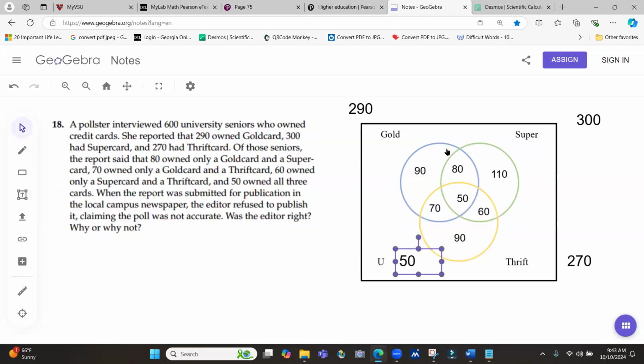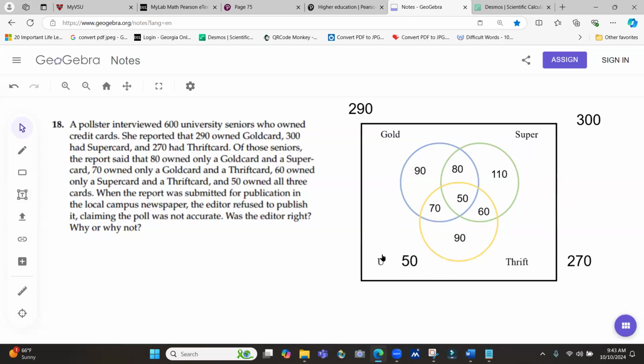Now that I have everything here, I can answer some of the questions. When the report was submitted for publication, the editor refused to publish it, claiming the poll was not good. Was the editor right? Why or why not? I would say the editor wasn't right. The poll was fine. A pollster interviewed 600 seniors who own credit cards. She put a 290 on gold card.